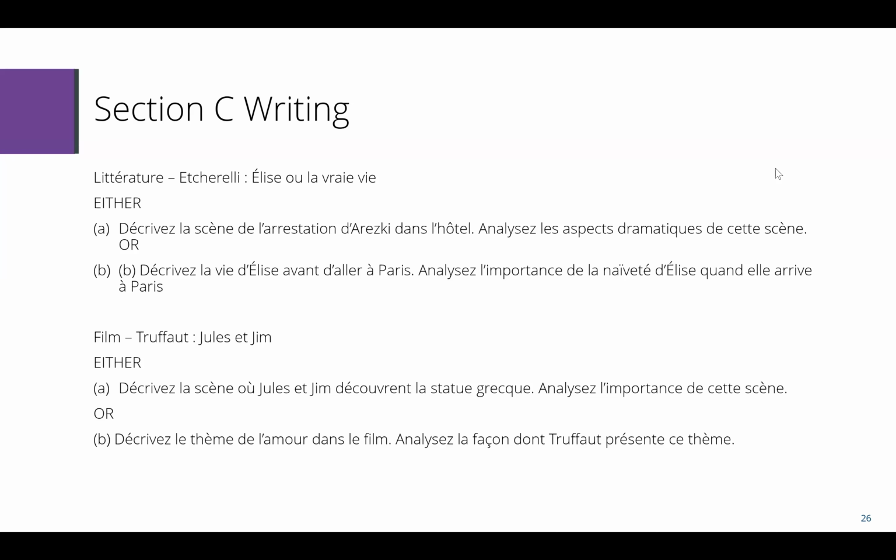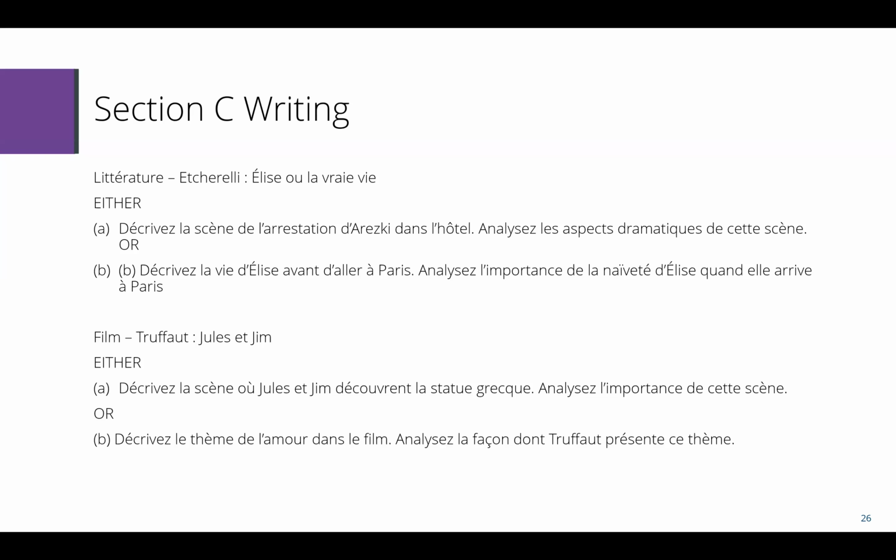The question is always in 2 parts, and the students are good at the first part and really not so good on the second part. So you will see that in all 4 cases it says décrivez, so describe the scene where Areski is arrested in the hotel. That's just a description of it, and they need to do exactly that.